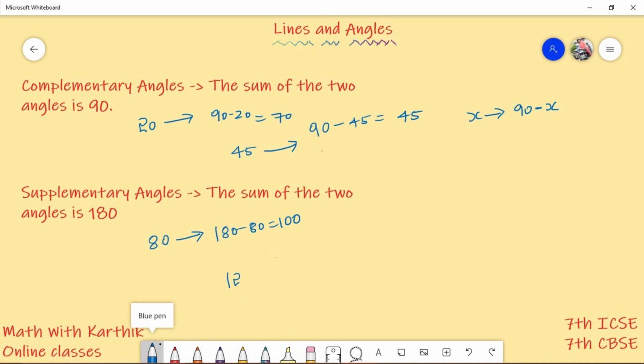Suppose one angle is 120, the other angle will be equal to what? 180 minus 120, that is 60. Suppose one angle is 2x, then what will be the other angle? 180 minus 2x. So in general we say that one angle is complement to another, one angle is supplement to another. If one angle is given, in the case of complementary angles, you subtract from 90. In the case of supplementary angles, you subtract from 180 to get the other angle.